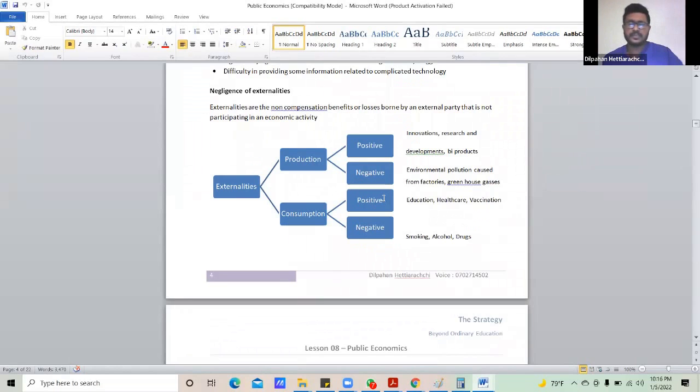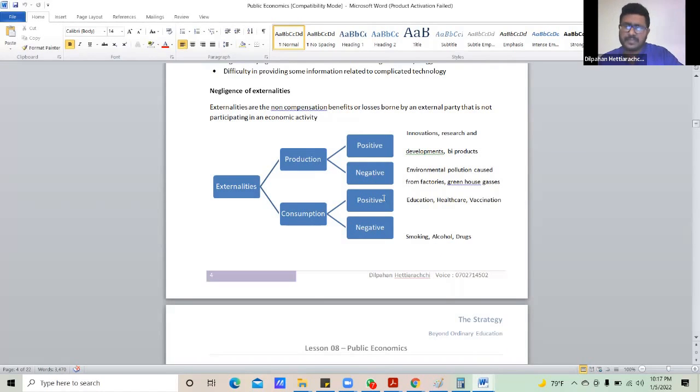So when people consume cigarettes, when people consume alcohol, when people use vehicles with high black smoke from the silencer, or when the production processes are engaged with environmental pollution, then we can see this external cost, externality, right? Not only external cost, whenever there is an external benefit also, we call it an externality.